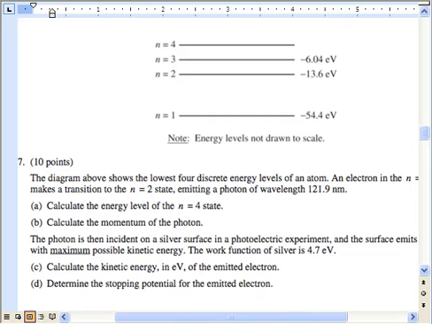Hey guys, I wanted to go over this problem that we really talked about a lot in class. Actually, I'll go over another one too.